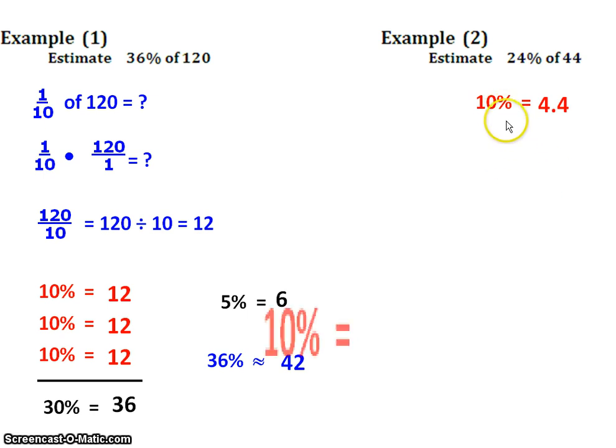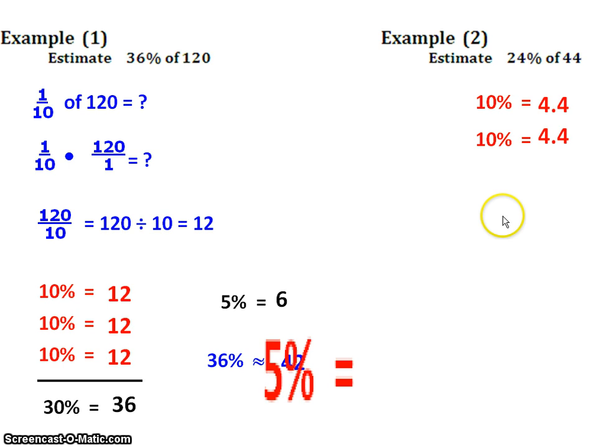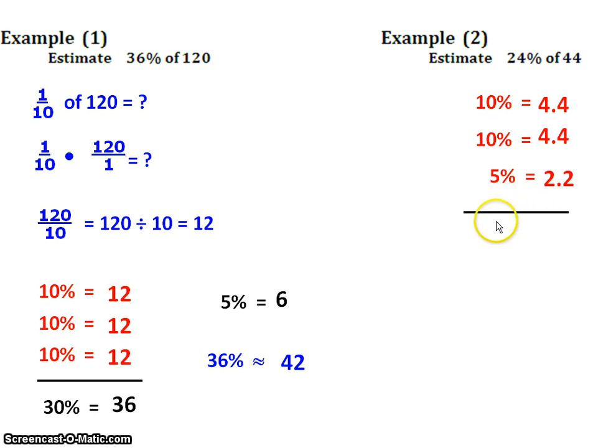I'm going to need another 10%, which is 4.4 again. Now I'm at 20%. We can use half of 10% to calculate 5%. Half of 10% is 5%. Half of 4.4 is 2.2. Now I would simply add 10 and 10 and 5, which would give us 25%. So it would be 4.4 plus 4.4 plus 2.2. So 24% is approximately 11.